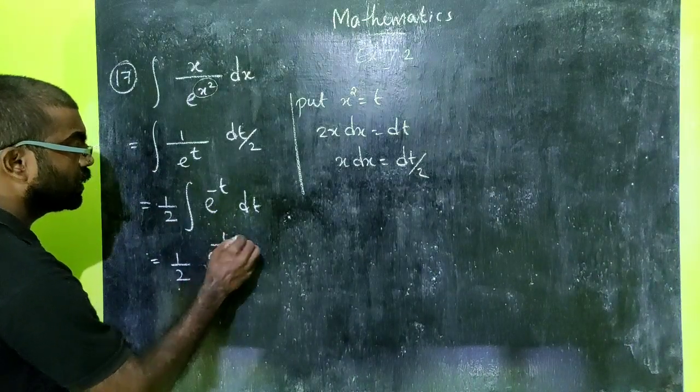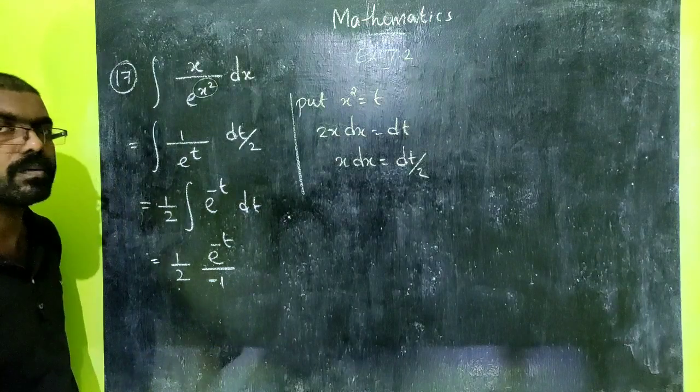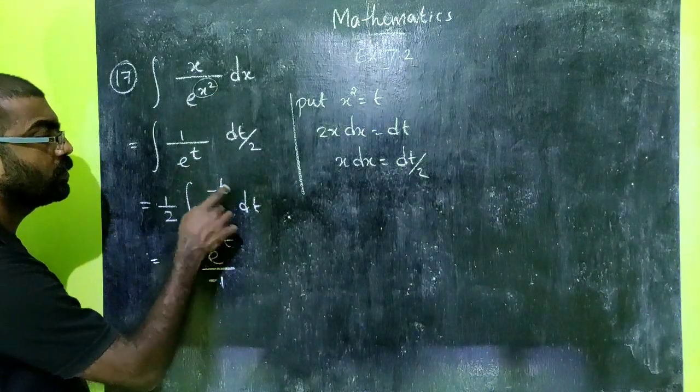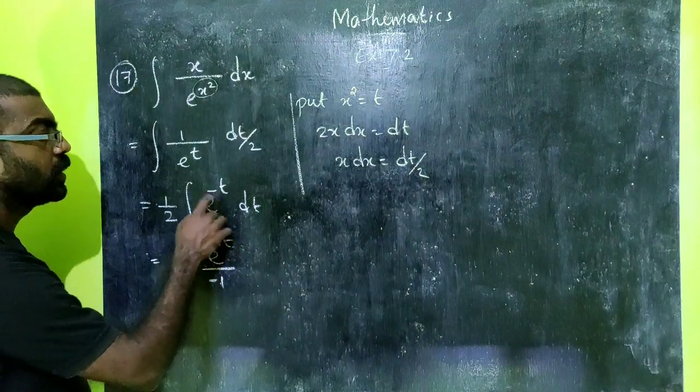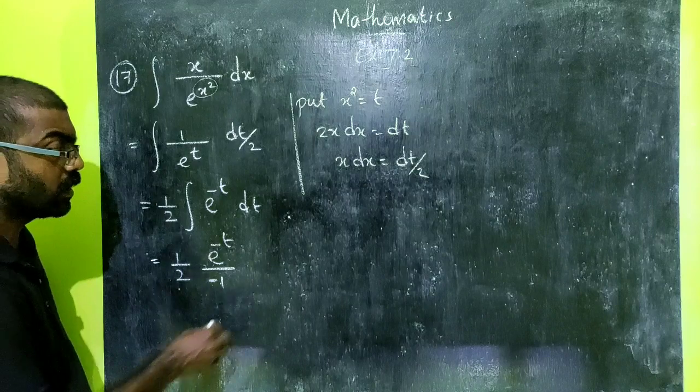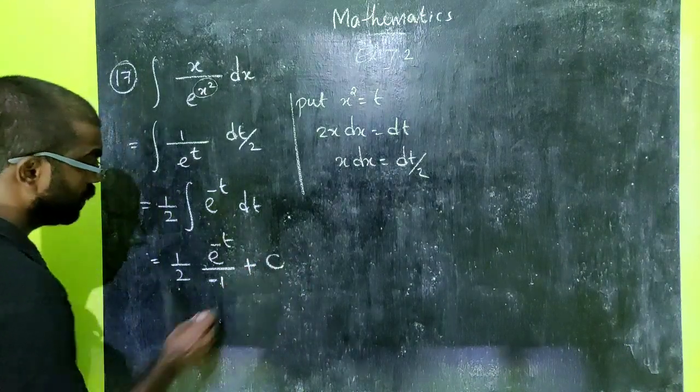So e raised to minus t divided by minus 1. Okay. Instead of t, it is minus t. So we have to divide by the derivative of the term. Here the derivative of minus t is what? Minus 1. Then plus c.